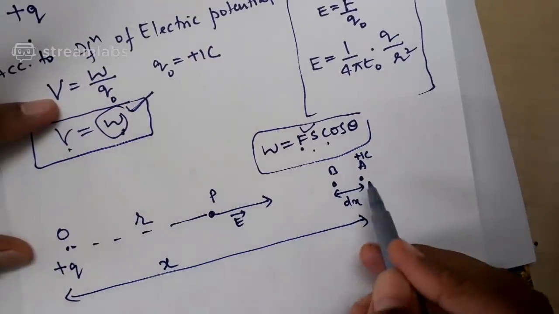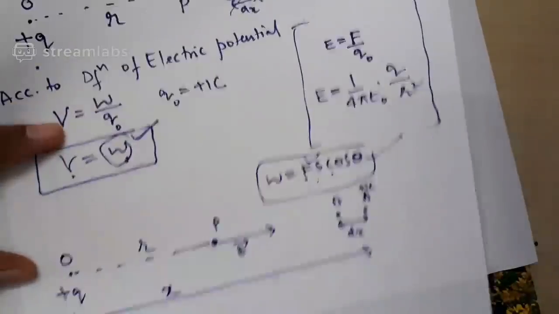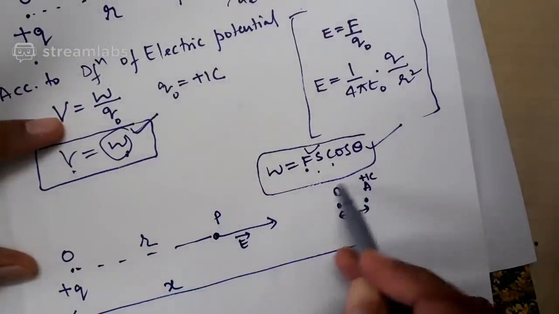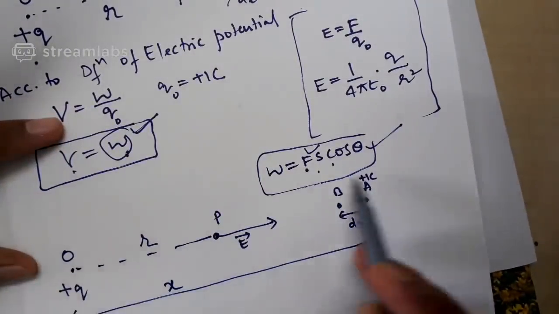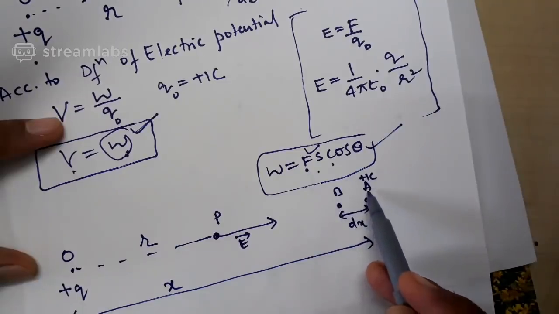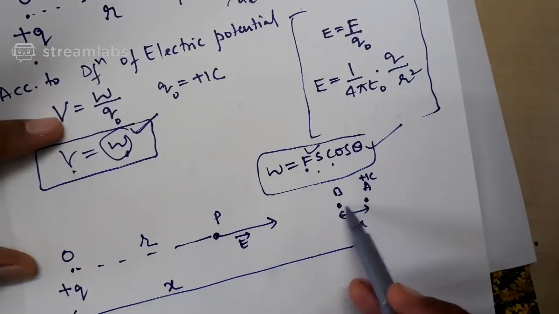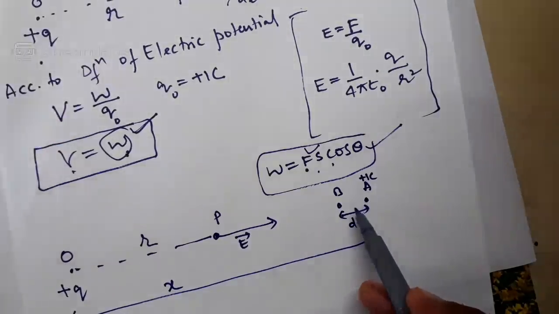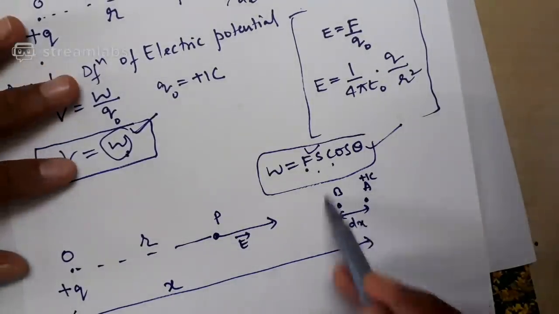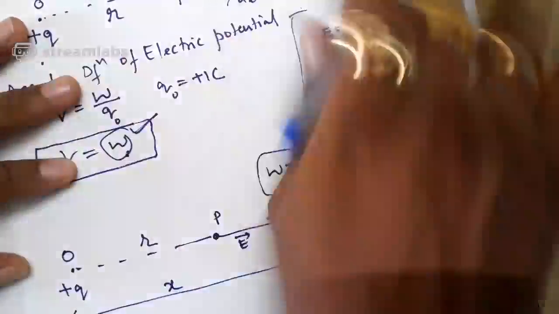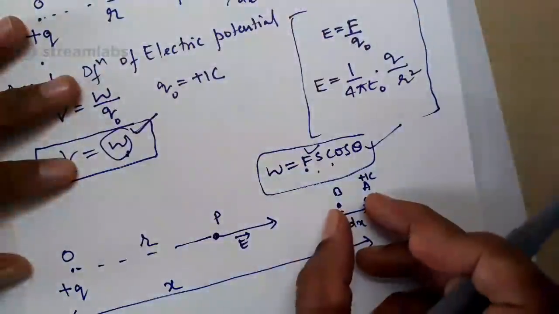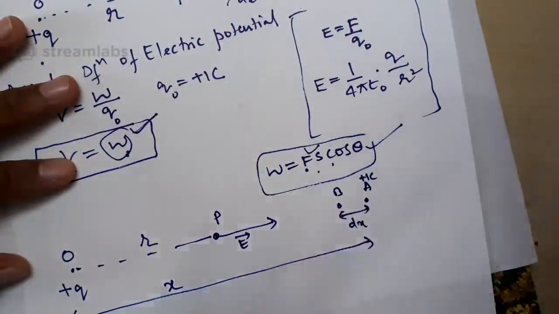That small work done can be calculated using this formula, because A and B are so close that a plus 1 coulomb charge at A, at B, or anywhere between A and B will experience the same amount of force. That means the electric field in this region is uniform. The entire electric field is non-uniform, but in this region it is assumed to be one uniform electric field.